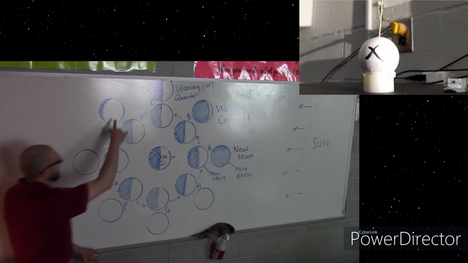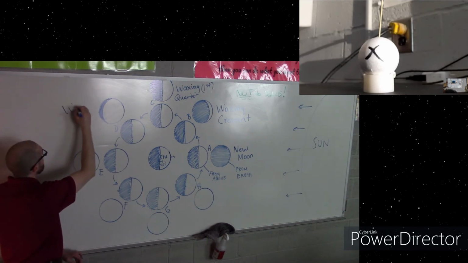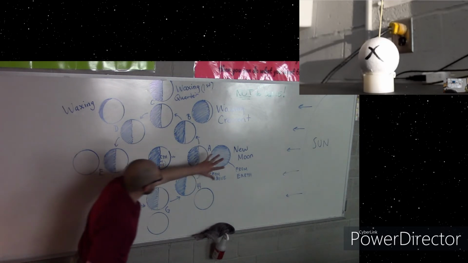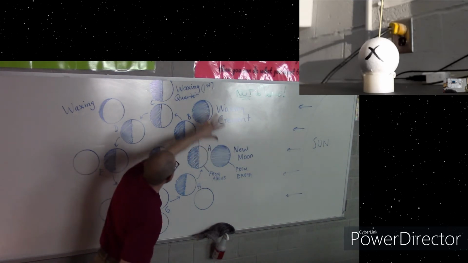Did we gain light or lose light from C to D? Gain. So again, we're going to call this waxing. And you'll figure out here that from the new moon all the way to the full moon, we're gaining light, so the first half of the month is waxing.